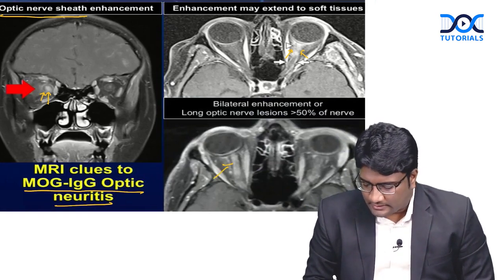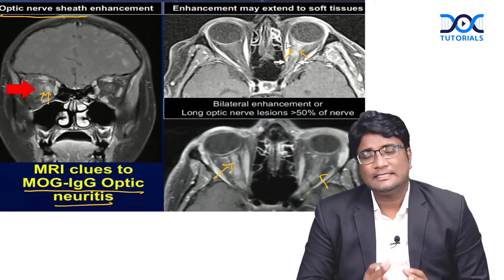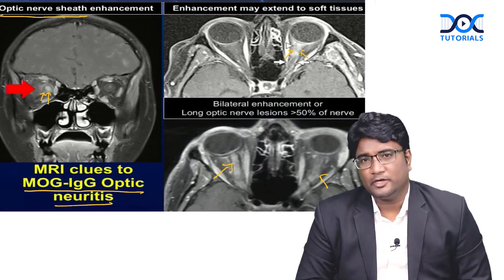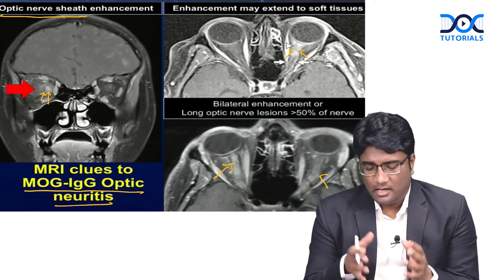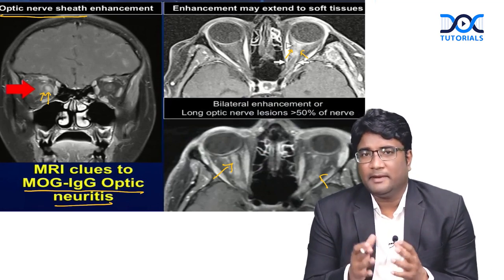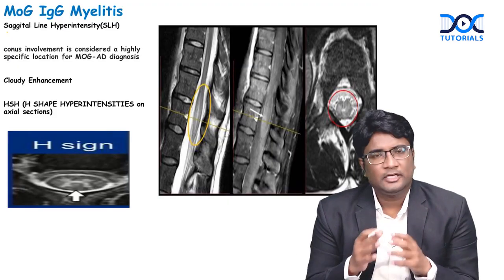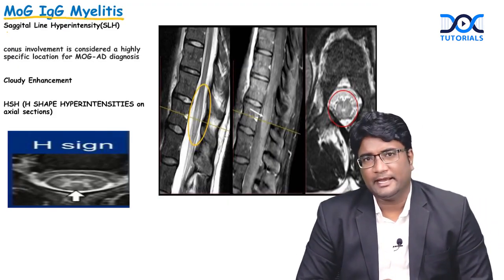Here is the involvement of the optic nerve along with the optic nerve sheath, and you can see that MOG antibody optic neuritis is usually bilateral, okay? Unlike multiple sclerosis, which is usually unilateral involvement, MOG antibody-associated optic neuritis as well as NMO generally tend to be bilateral optic neuritis.